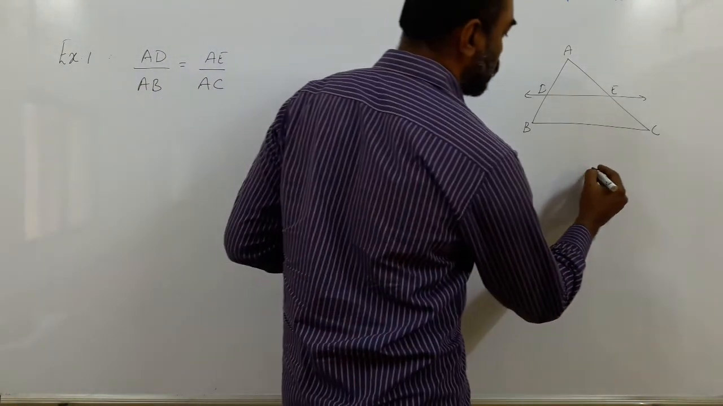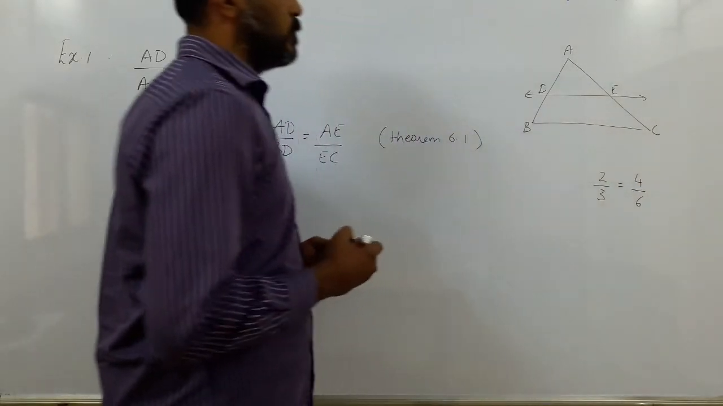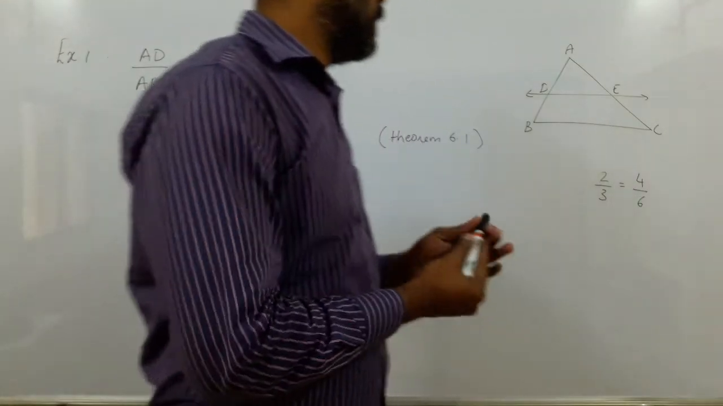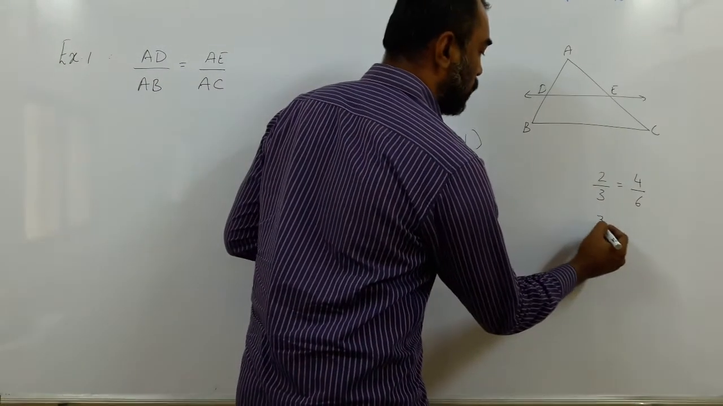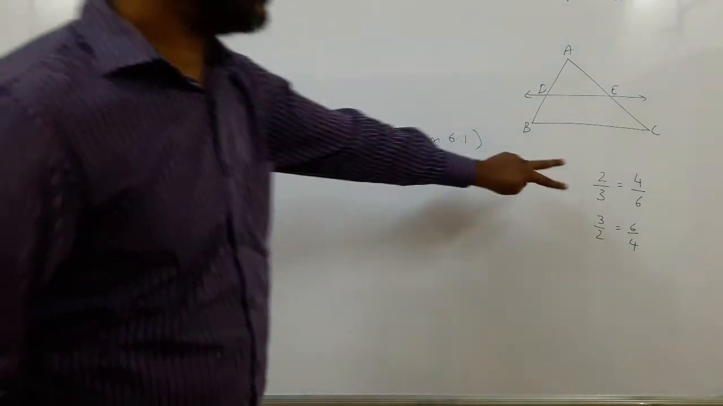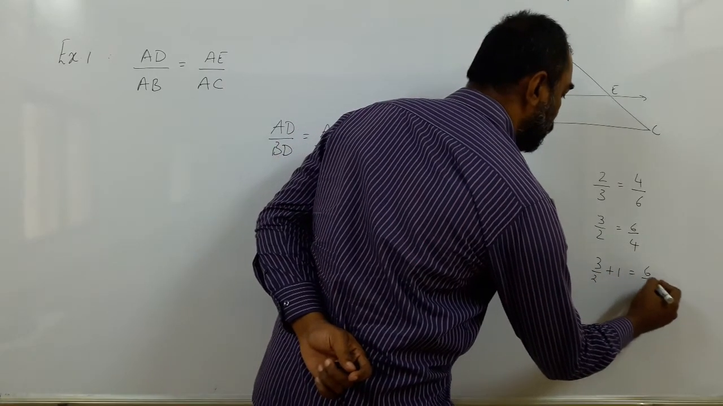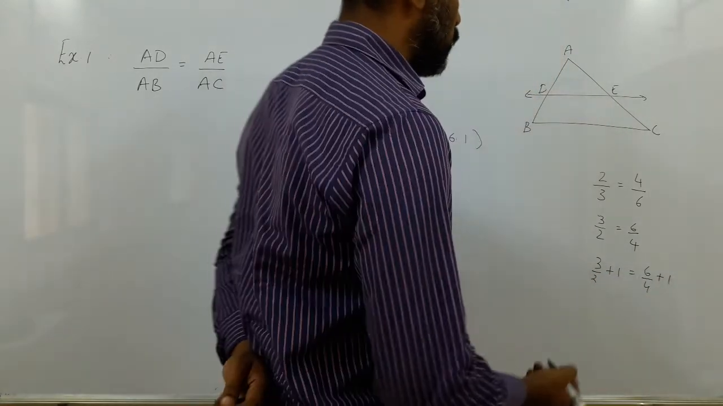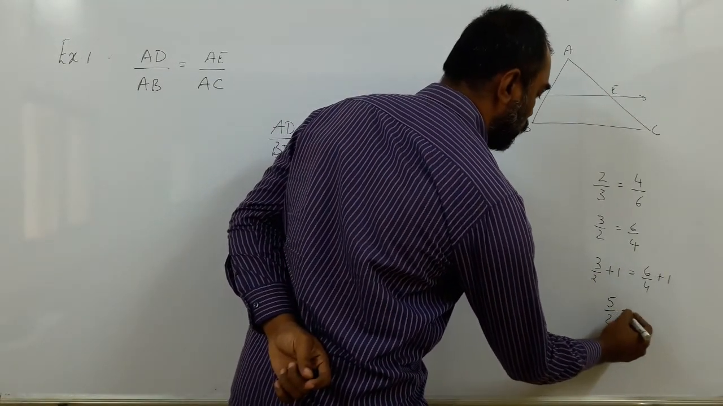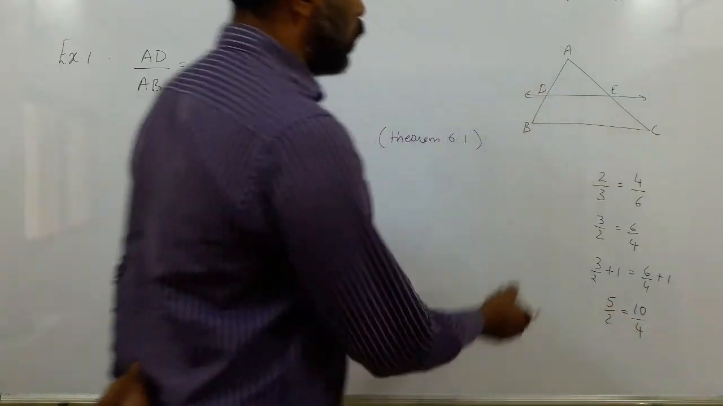Suppose we have got 2 upon 3 equal to 4 upon 6. Are these ratios same? Yes. Because 2 ones are 2, 2 threes are 6, so the same ratio. So when I invert it, then 3 upon 2 equal to 6 upon 4. Nothing changes. It's called invertendo. If I add 1 on both sides, then it should not change. So LCM is 3 plus 2 ones are 2, so 5 upon 2, and here 4 ones are 4, 6 plus 4, 10. 10 upon 4. So 5 upon 2 is also 10 upon 4.